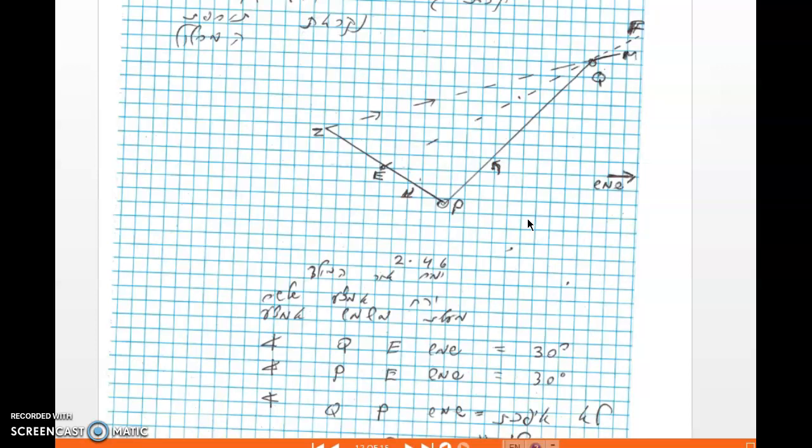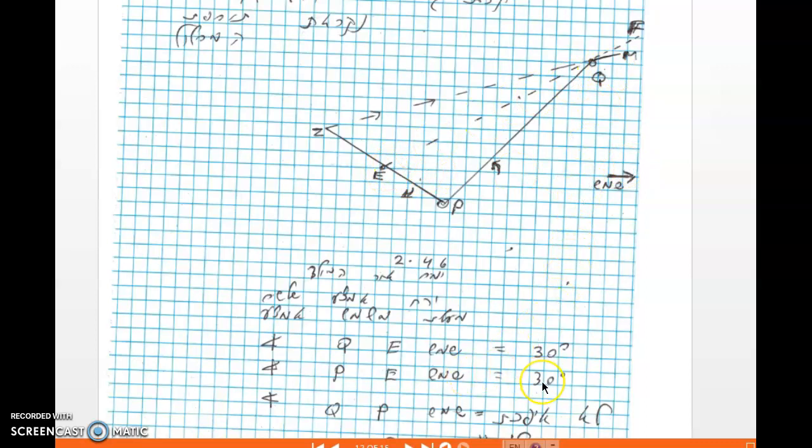This is 2.46 days after the Moiled. Yereach Emtza, Shloishim Mailis Mishemesh Emtza. It's 30 degrees from the Shemesh. Sorry, Shemesh is here. This is exactly 30 degrees. I measured it. And here is also 30 degrees. So Shemesh EP is 30 and Shemesh EQ is also 30.